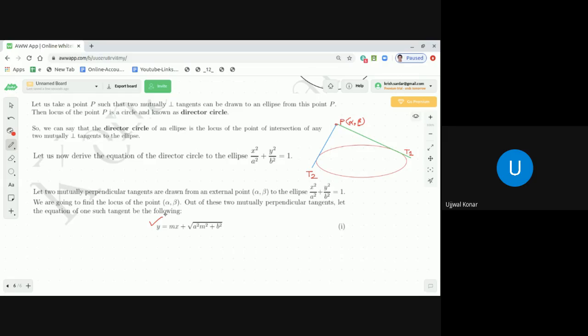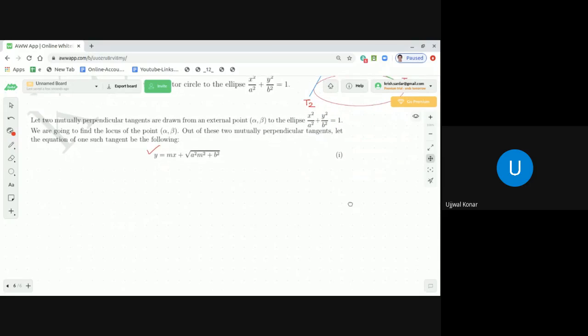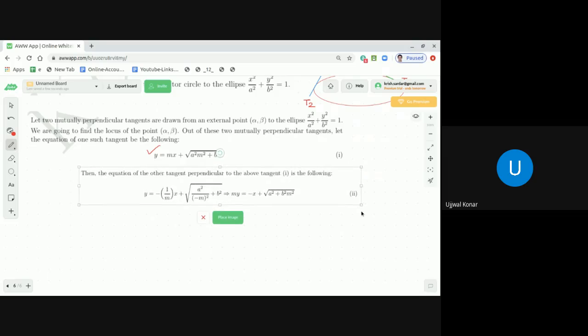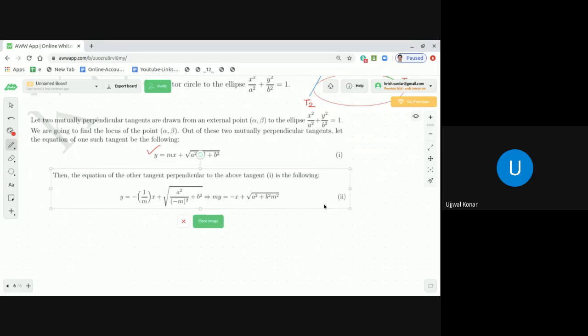Now, if the other tangent is perpendicular to this particular tangent, then that tangent should have a slope of minus 1 by m. Quite obvious, correct or not? It is quite obvious from the condition of perpendicularity of two straight lines. So the equation of the other tangent, perpendicular to the tangent described in equation 1, will be something like this: instead of m, we are going to write minus 1 by m.